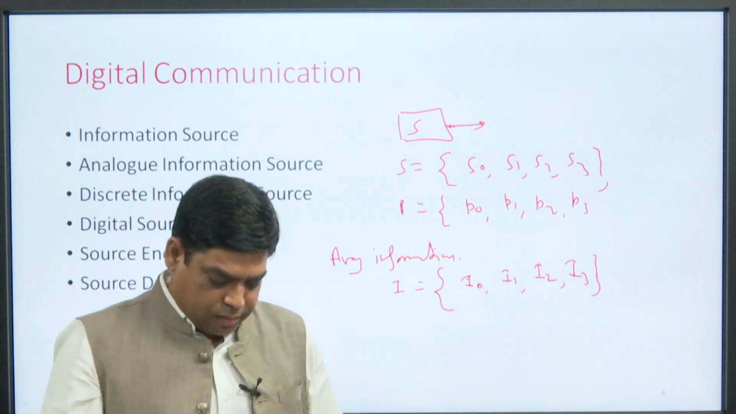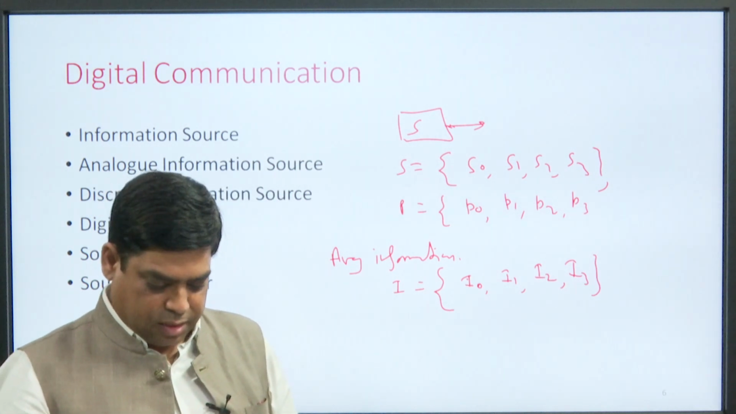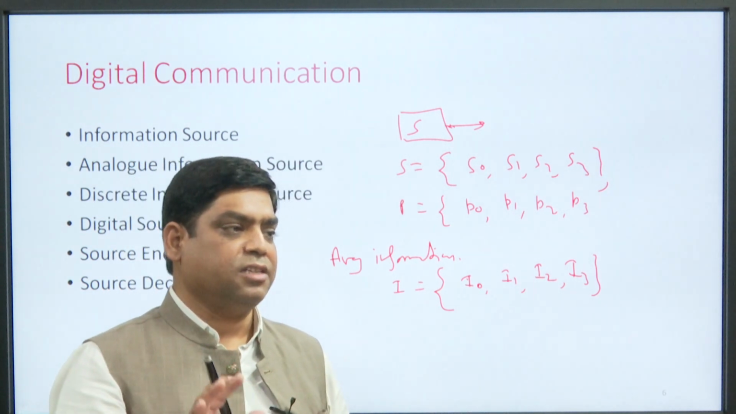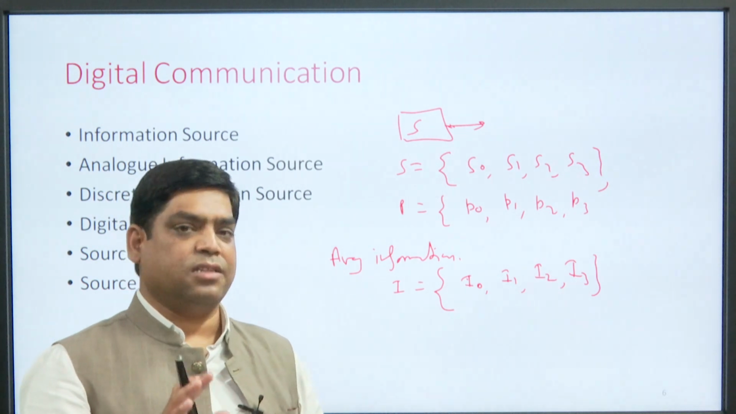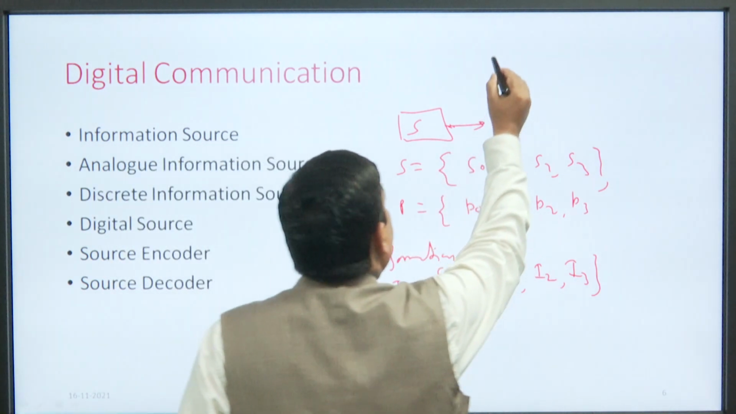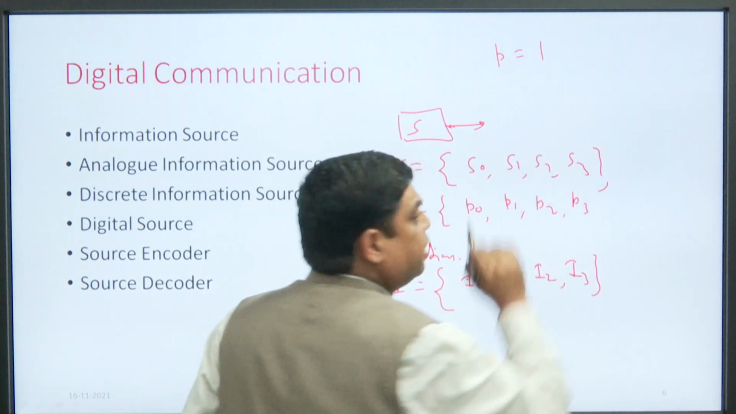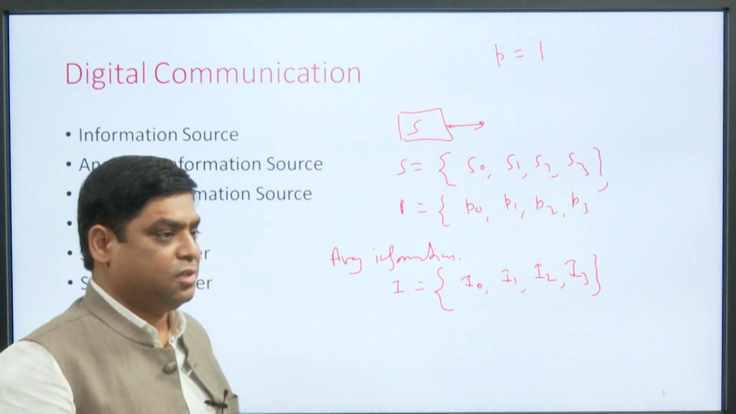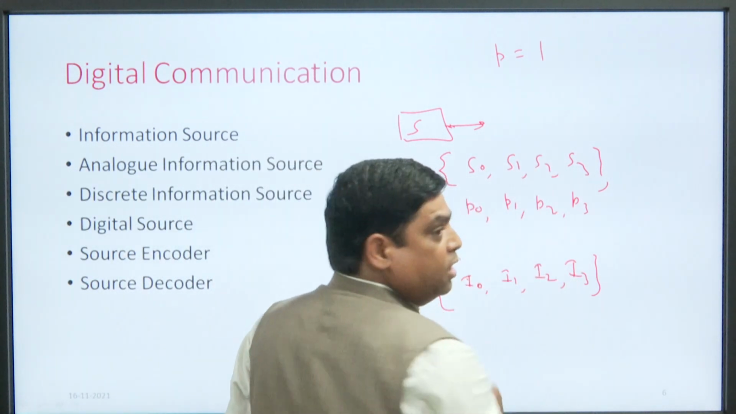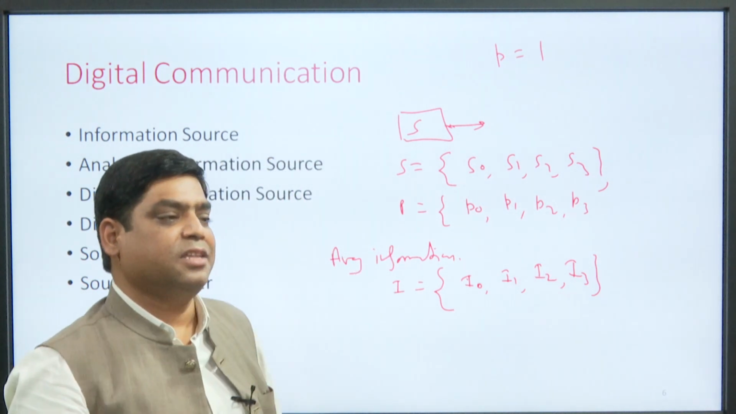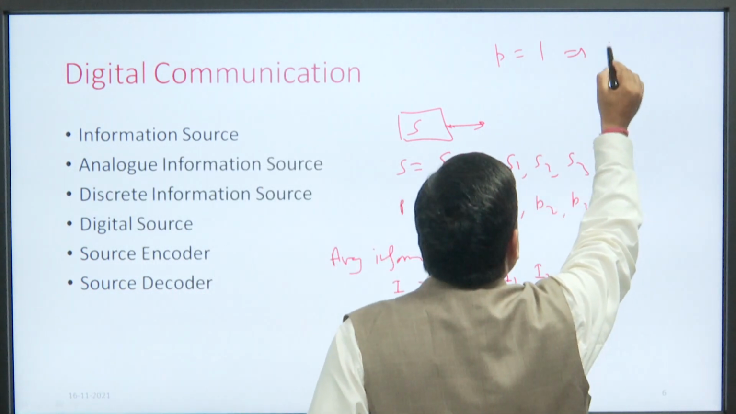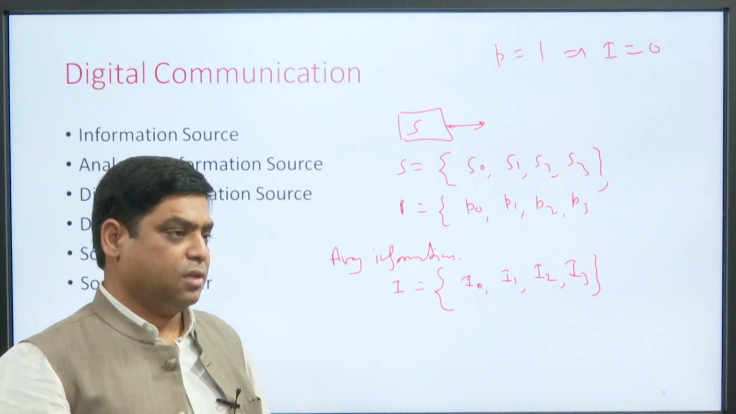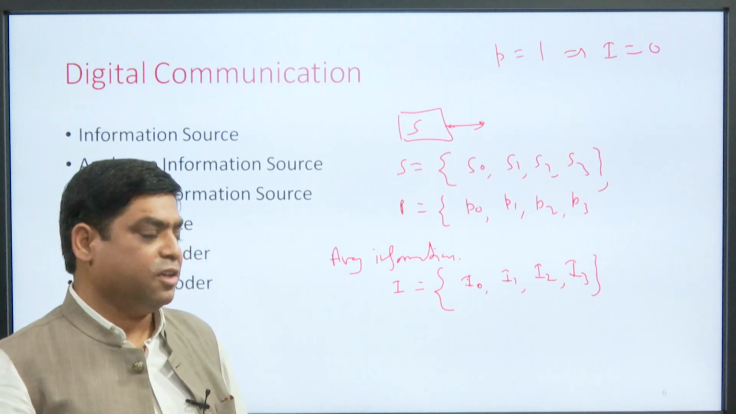Suppose, for example, the sun rises in the east. When the sun rises in the east, what is the probability? The probability is P equal to 1. Everyone knows that the sun rises in the east. When the probability is 1 and we say that the sun rises in the east, it carries 0 information. There is no information in this message.